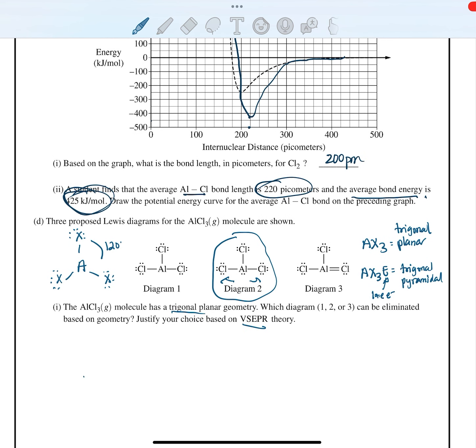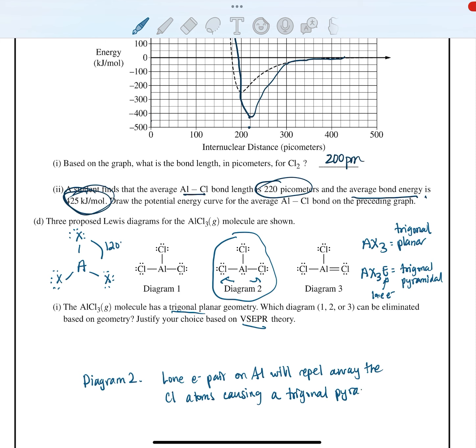So let's write down our answer. Diagram 2 is wrong, can be eliminated. The reason it can be eliminated is because the lone electron pair on aluminum will repel away the chlorine bonds, causing a trigonal pyramidal shape rather than a planar shape. And again, you can use the answer key online to look at the better wording.